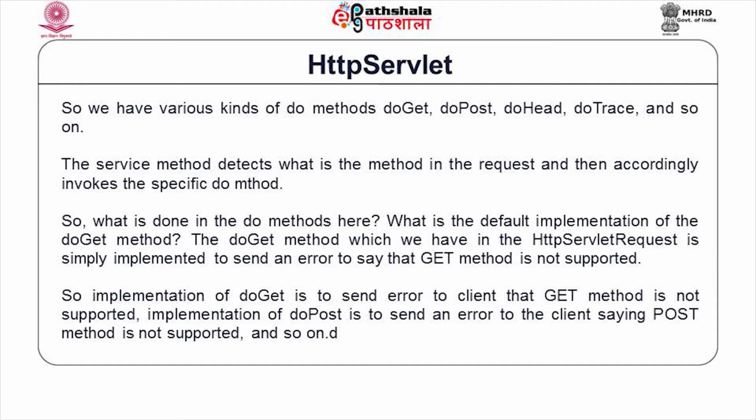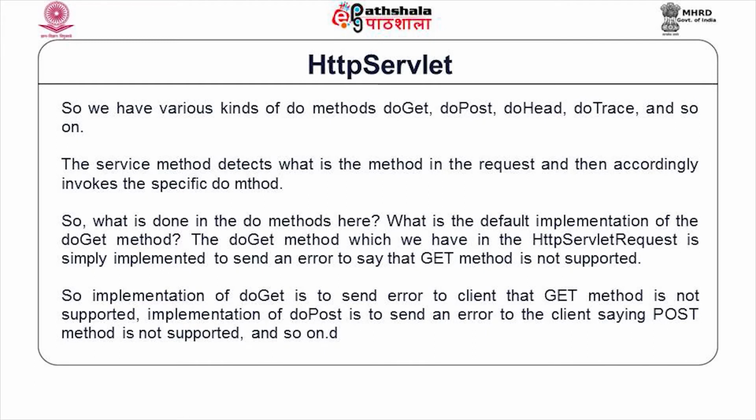So, it detects what the method in the request is and then accordingly invokes the specific do method. Okay, fine. So, what exactly goes on? What is the code for the do method here? Each of those do methods? Yes. Suppose, what is the default implementation of the doGet method?